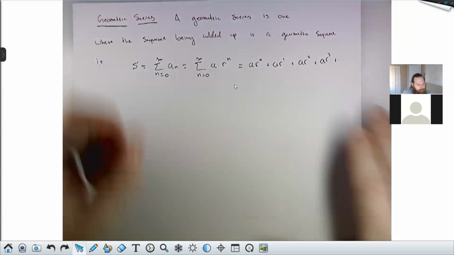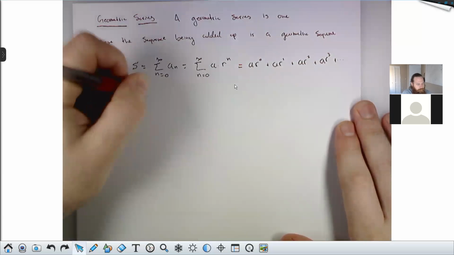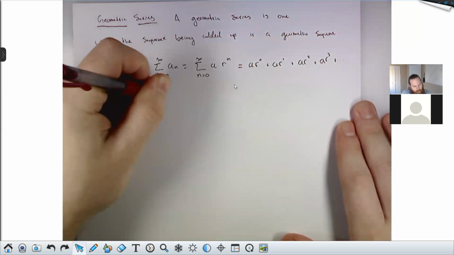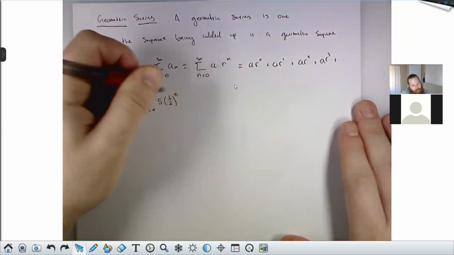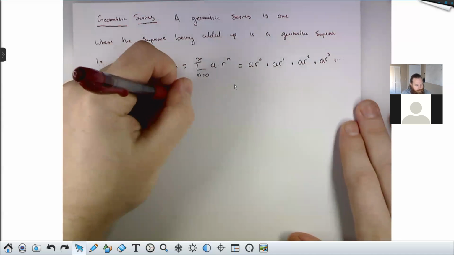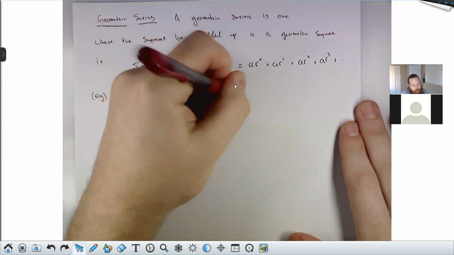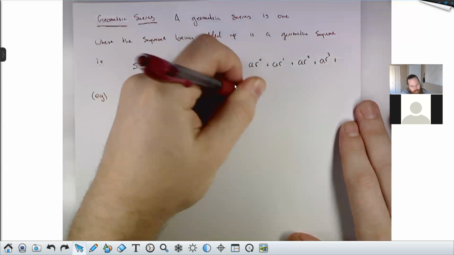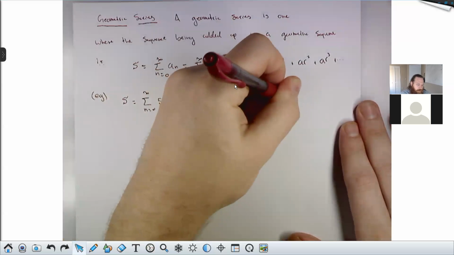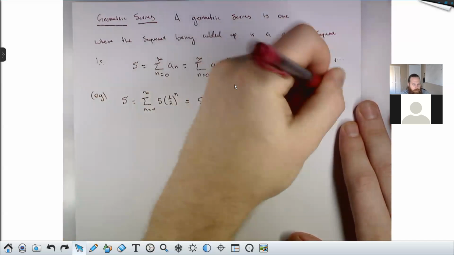An explicit example would be something like 5 times 1/2 to the n. Which is 5 plus 5 times 1/2 plus 5 times 1/2 squared, which is 1/4, plus 5 times 1/2 cubed, that's 1/8, plus 5 times 1/2 to the 4, which is 1/16, plus, and so on.